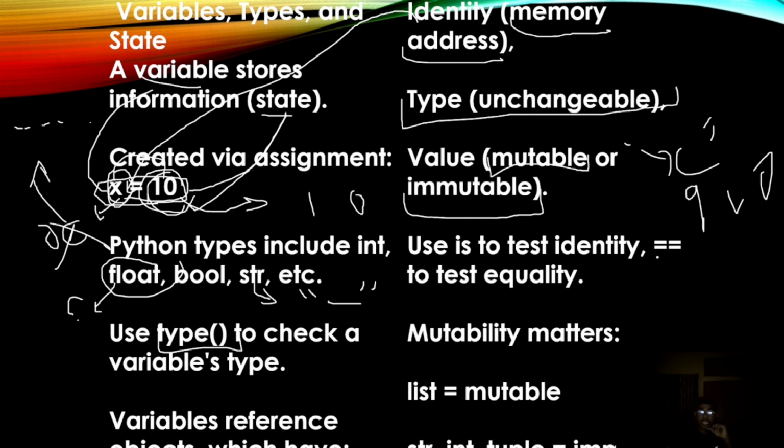Test identity, like equal to, is a comparison operator. We will see it further. Mutability: what does it mean? Mutable can change its value, and immutable cannot change its value. Like a list can change its value, but in terms of string, integer, and tuple, we can't change the value. Right? So let's go further.